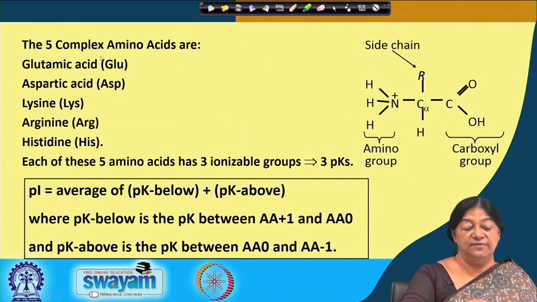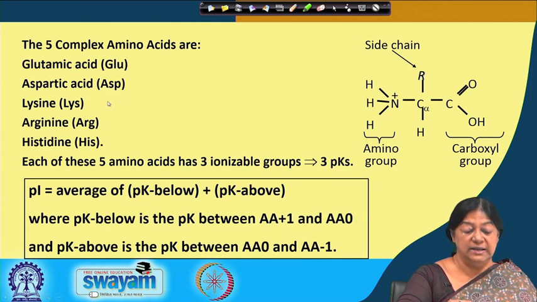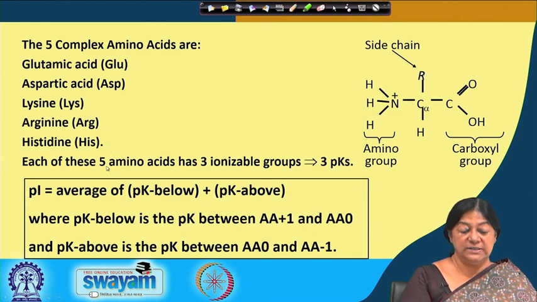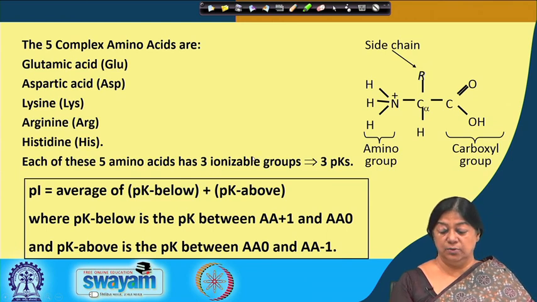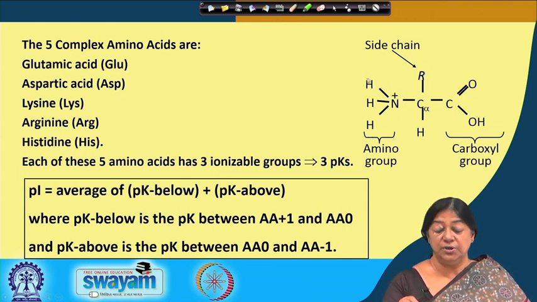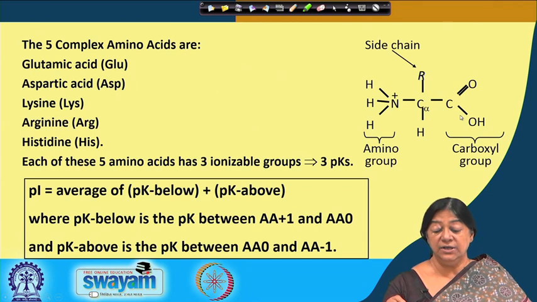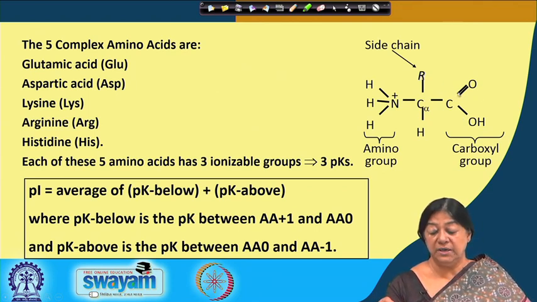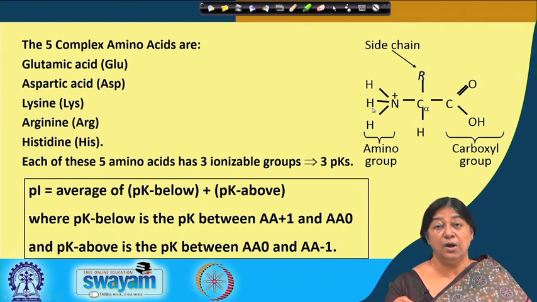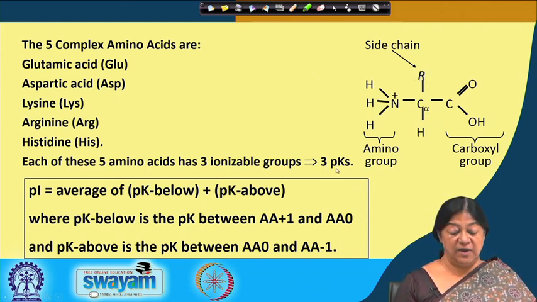So, what do we have as the 5 complex amino acids, if we call them? We have glutamic acid, aspartic acid, lysine, arginine, histidine. What do these amino acids have in common? These 5 amino acids have 3 ionizable groups. The common part for each amino acid is the amino group, where it has a proton, and the carboxylic group, where it has a proton. In addition, we are not only going to look at the pK1 and the pK2, but we are also going to have a pKr. So, we have 3 pK values.